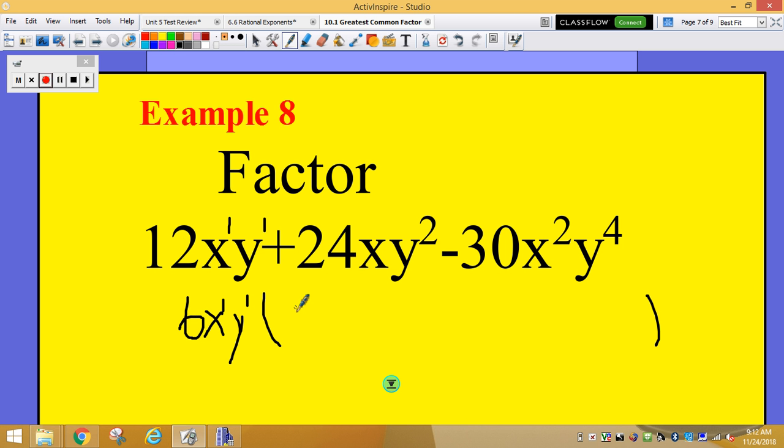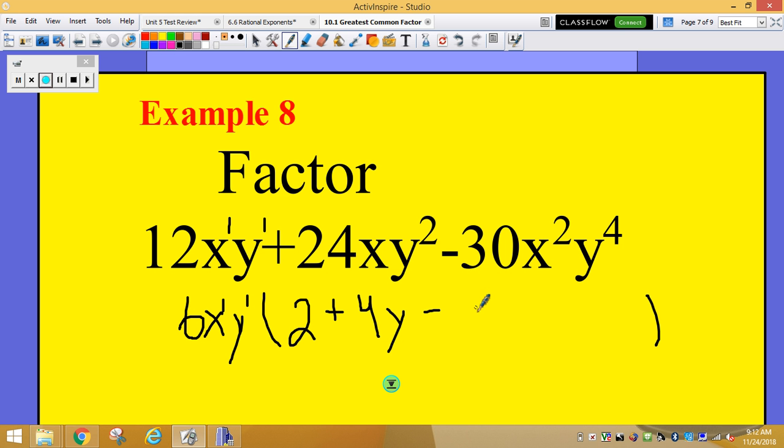12 divided by 6 is 2. You had 1 x and you're taking an x out, no more x's. You had 1 y, you're taking a y out, no more y's. Bring down your plus. 24 divided by 6 is 4. You had 1 x, you're taking 1 out, no more x's. You had 2 y's and you're taking 1 out, so that leaves 1 y.